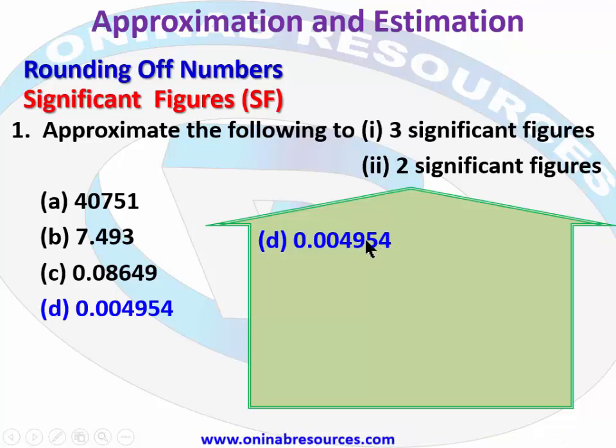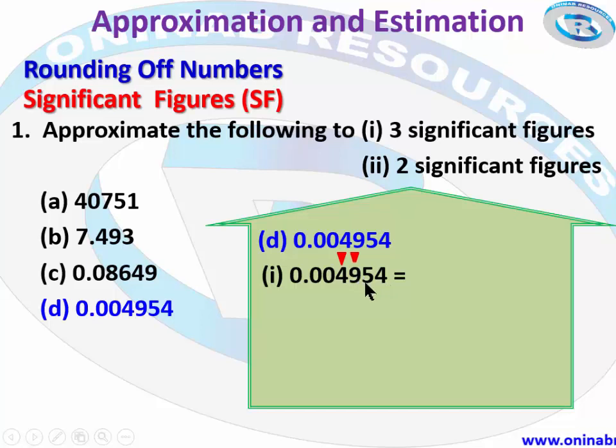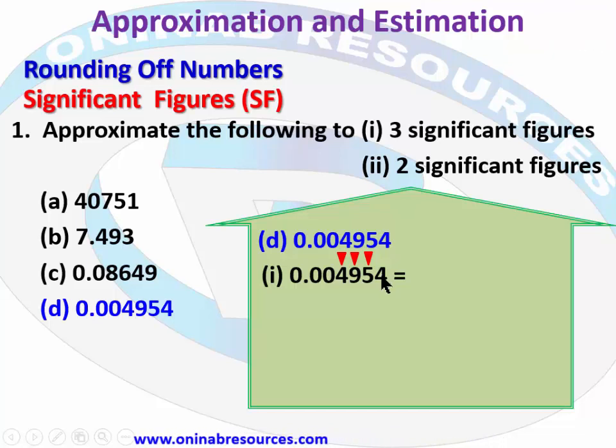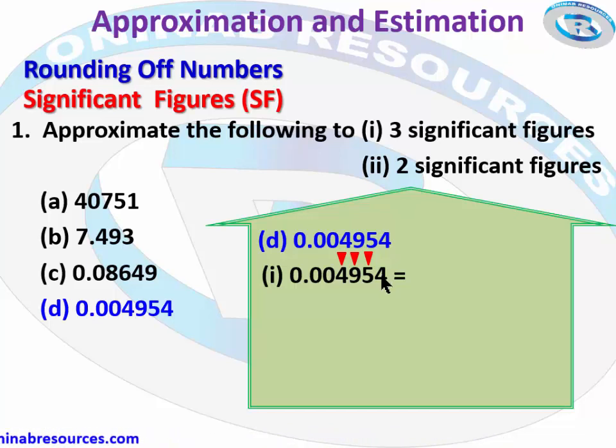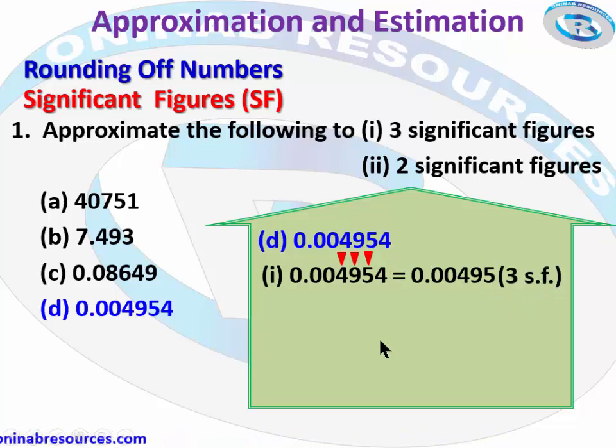0.00004954. This is 4 significant figures. We are going to reduce it to 3 significant figures and 2 significant figures. Starting from 4, which is 3 significant figures, we are interested in 4, 9, and 5. So since the next digit is less than 5, we are rounding it down. So we are going to have it as 0.00495. We told you that 0 is not important, so we're not bringing in 0 again. So we have it as three significant figures.